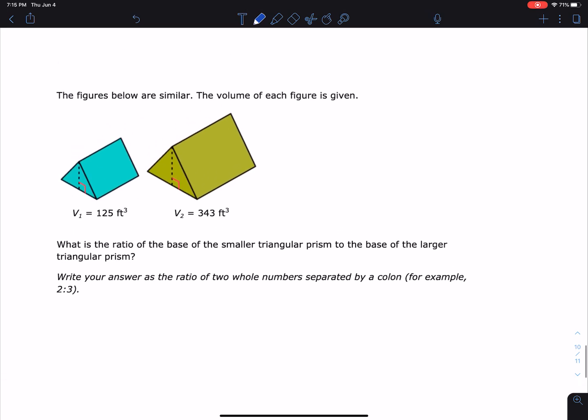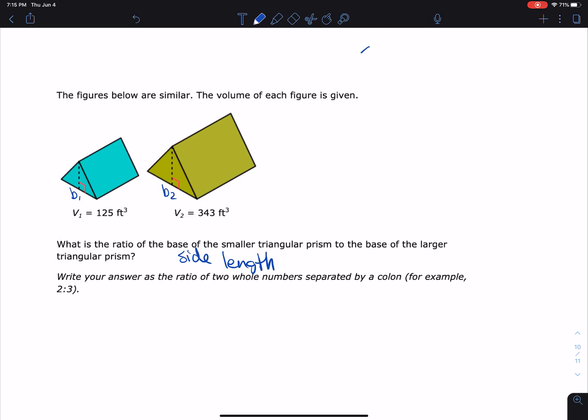Okay, so here they're giving me two triangular prisms. They look like tents. And they want the ratio of the base of the smaller triangle to the base of the larger one. So, I didn't do this on the previous ones. You don't really need to. Base is also known as side length. It's anything in that category, like base, height, width.